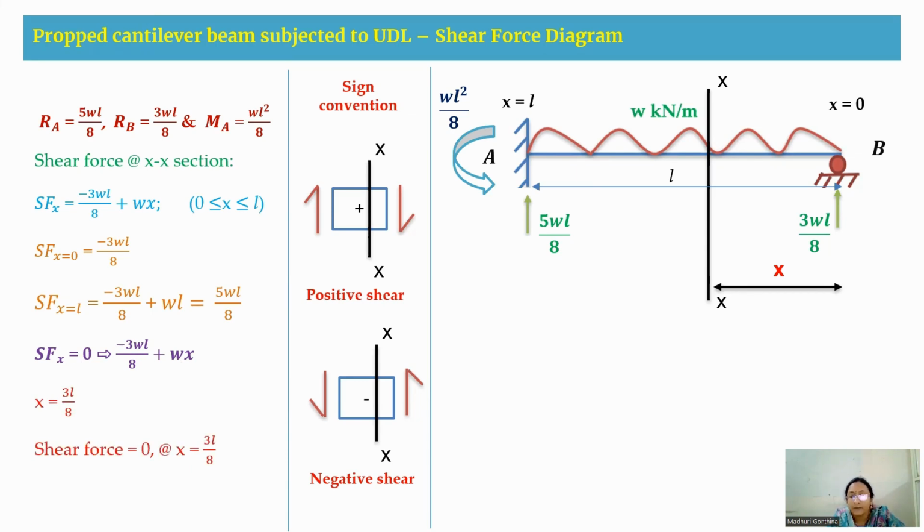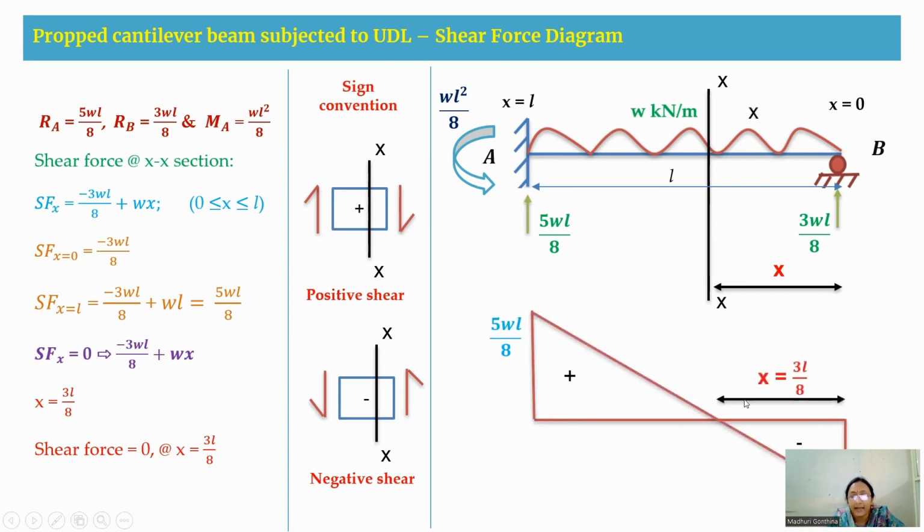Now, we are going to draw the shear force diagram. We will take the same AB line. At B, you have a negative value of 3WL by 8, and at L, you have a positive value of 5WL by 8. At X is equal to 3L by 8, you have the shear force to be 0. As it is a UDL, it is linearly varying. So this is the final shear force diagram we are getting. You can shade this portion also. This is how we are going to draw a shear force diagram.